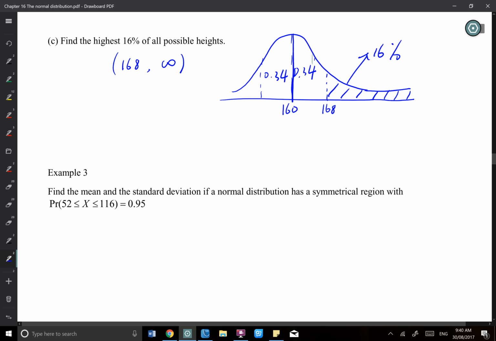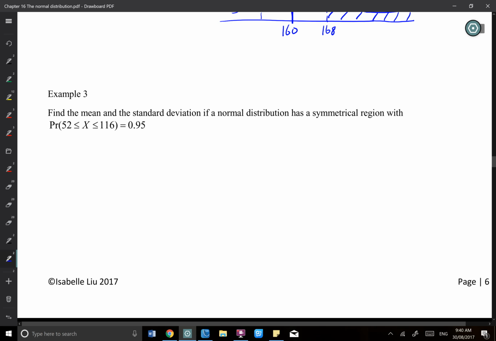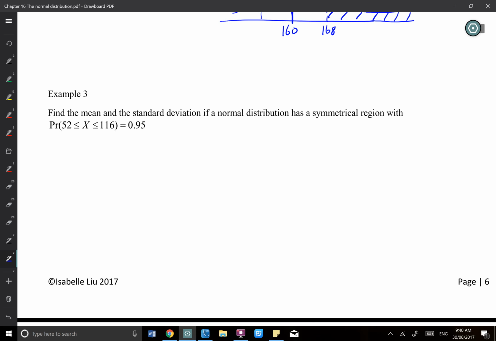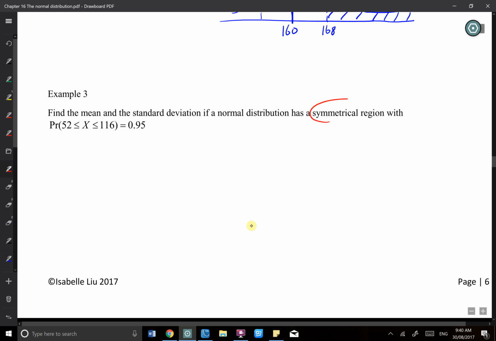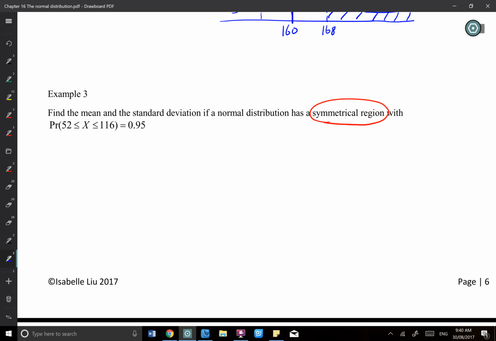So that's this exercise, and let's have a look at exercise 3. Find the mean and standard deviation if a normal distribution has a symmetrical region. The important word here is symmetrical region. That tells us a lot. If you know two symmetrical points, you can find the middle, and the middle must be the mu.